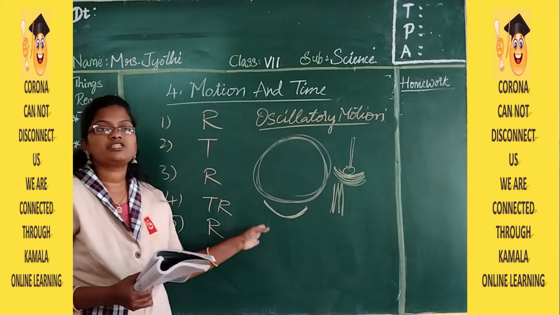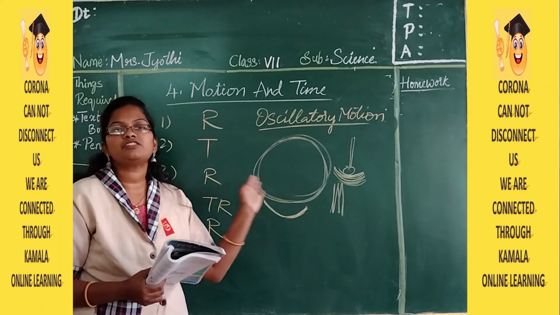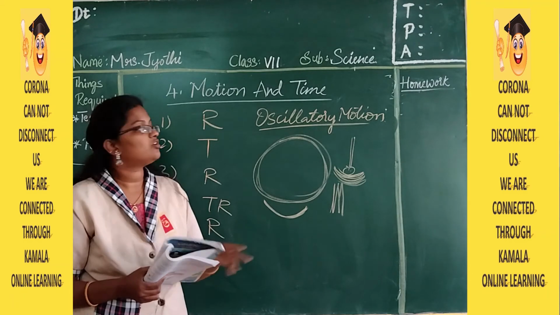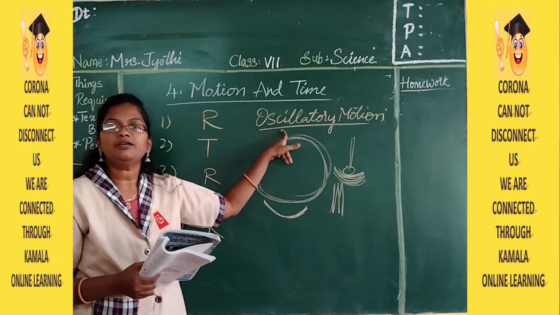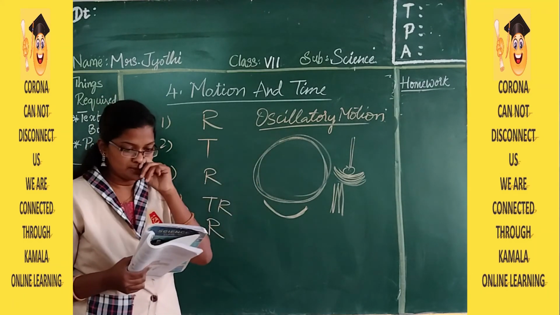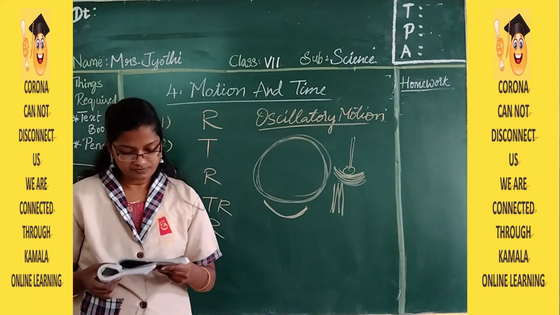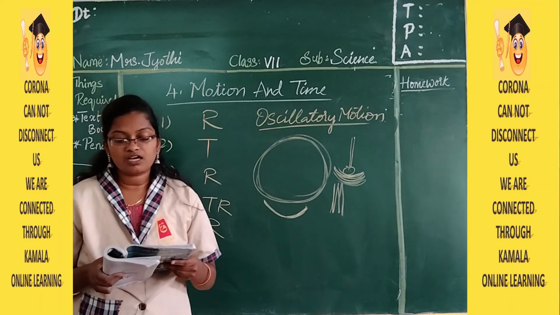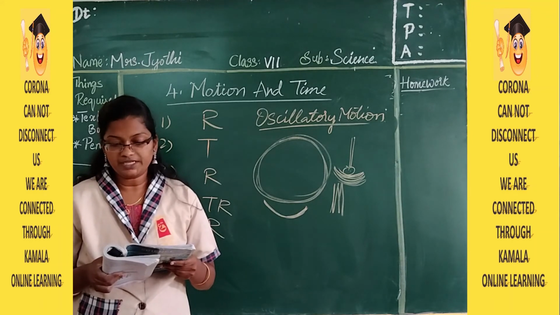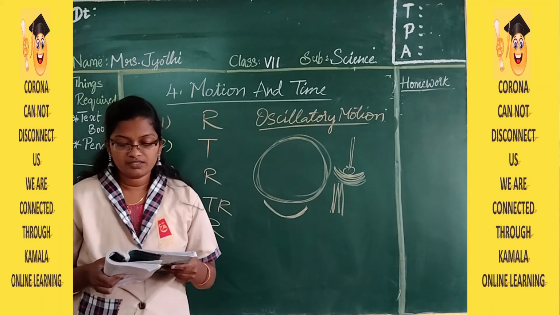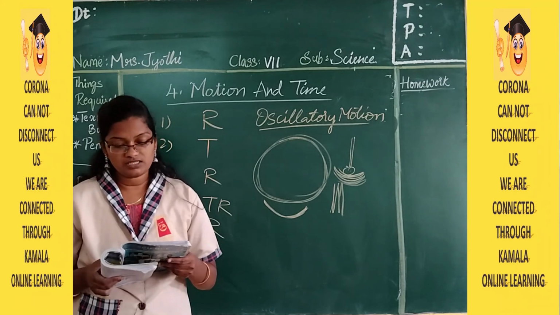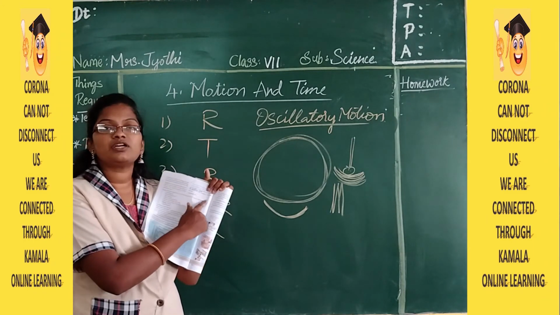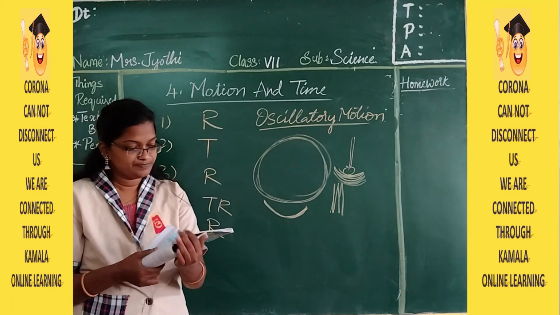So whenever the motion is similar in a fixed path again and again, if they are moving in the same path, then we call it oscillatory motion. So the to and fro motion of an object about a fixed point, always following the same path, is called oscillatory. Can you give some more examples? Here, you can write 2 or 3 examples.